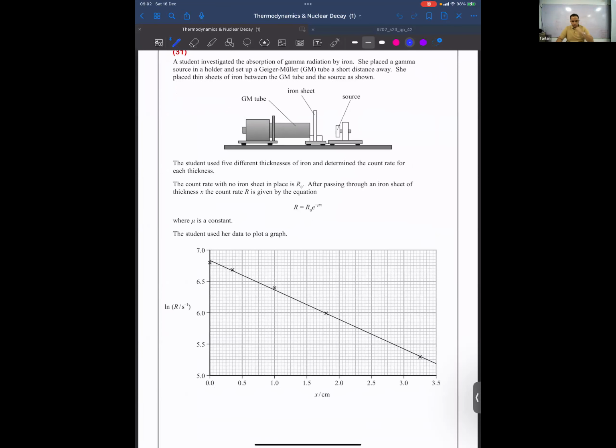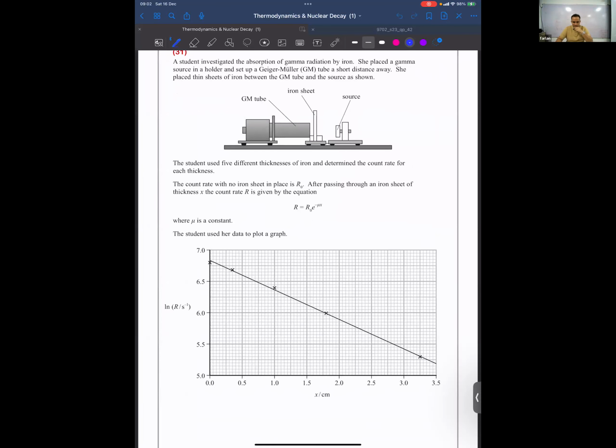The student used 5 different thicknesses of iron and determined the count rate for each thickness. The count rate with no iron sheet in place is R0. After passing through an iron sheet of thickness x, the count rate R is given by the equation R equals R0 e to the power minus mu x, an exponential decay equation, where mu is a constant.